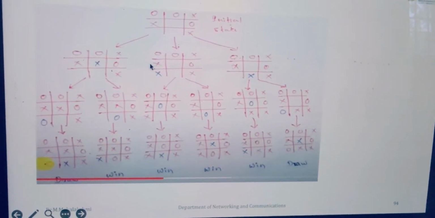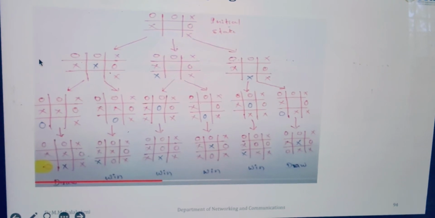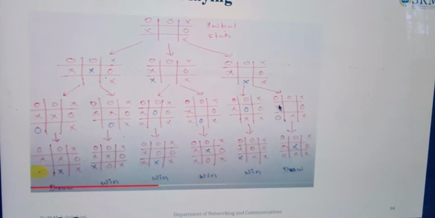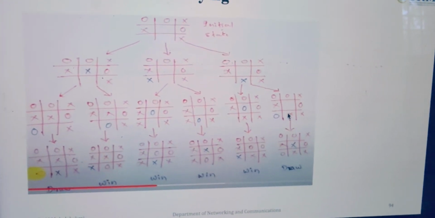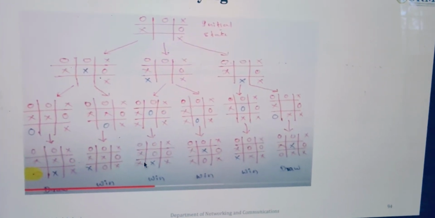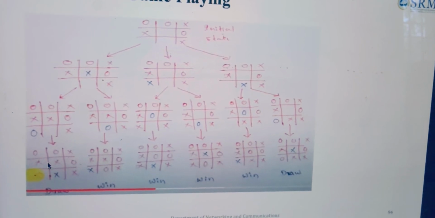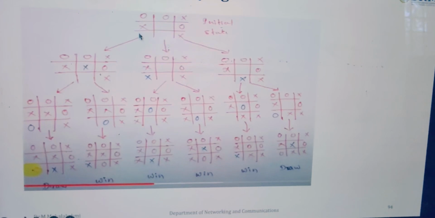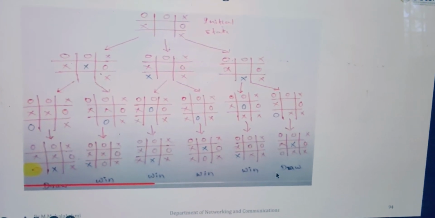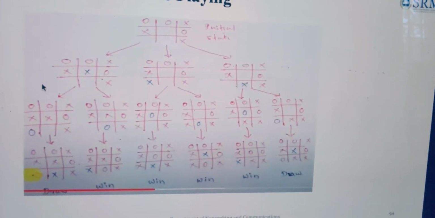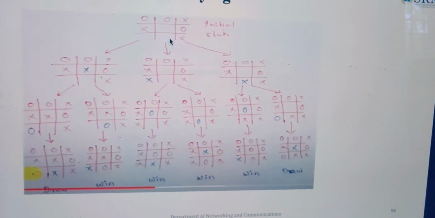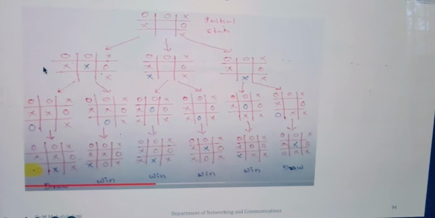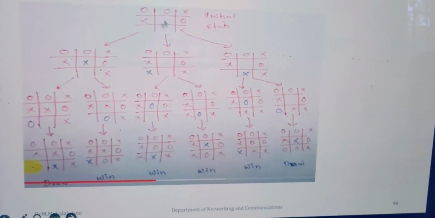So assume this entire row is for X playing. Once X has played, the next turn is for O. This entire row is for O. Similarly, the next row should be X. Until all the states are explored, you have to keep expanding this. Likewise, X and O should play alternately. So if you take this initial state, who's playing? Assume that X is playing.